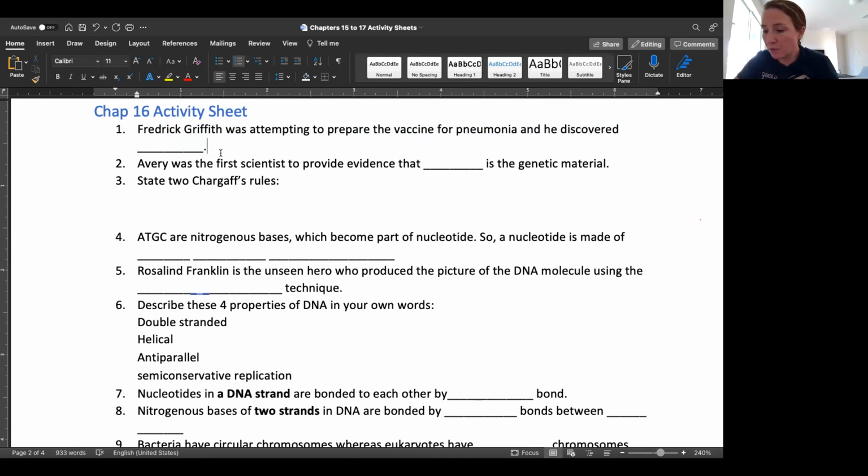Okay. So I have Frederick Griffith was attempting to prepare the vaccine for pneumonia and he discovered transformation.